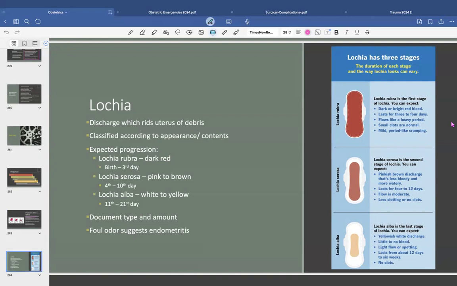And then as time goes forward, it goes from dark to bright red to pinkish brown. It's less bloody and more watery. This can last several days. The flow is moderate. There are usually no clots, or there's less clotting if you had clots prior. And then the last stage of the lochia is white to yellow discharge. Little to no blood. This lasts from 12 days to about 6 weeks. Usually no clots.